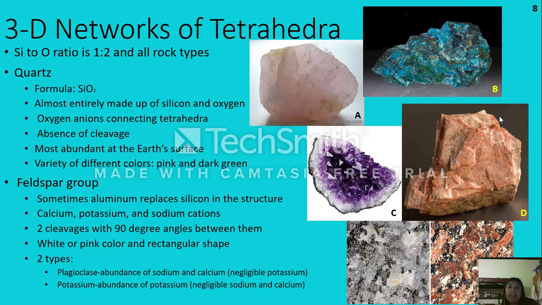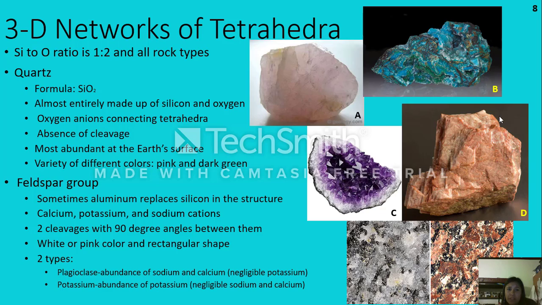Oxygen anions connect tetrahedra. Quartz is unique because there is no cleavage. This is due to the strong bonding of the silicon and oxygen. It's most abundant on Earth's surface. It is very resistant to weathering and can survive water transportation. It has various colors including pink, green, purple, blue, and clear, as shown in A, B, and C.